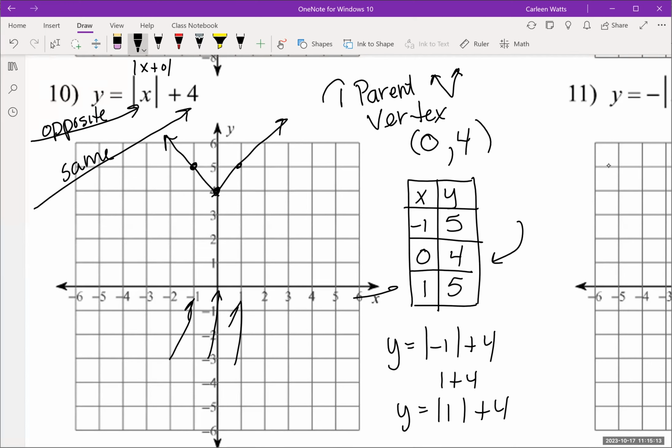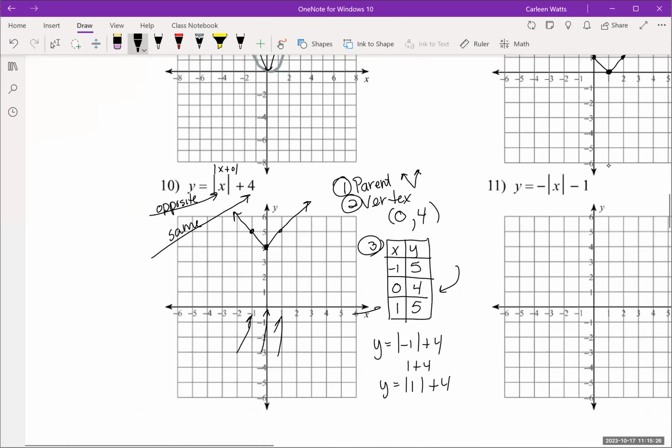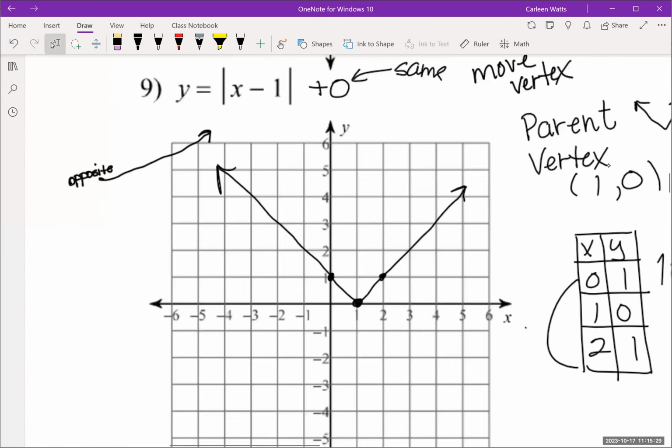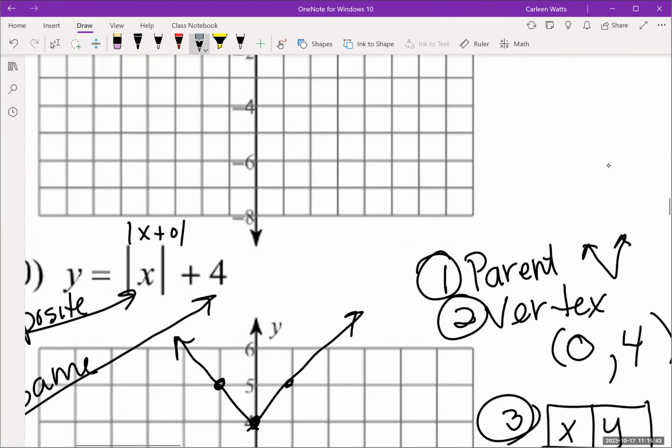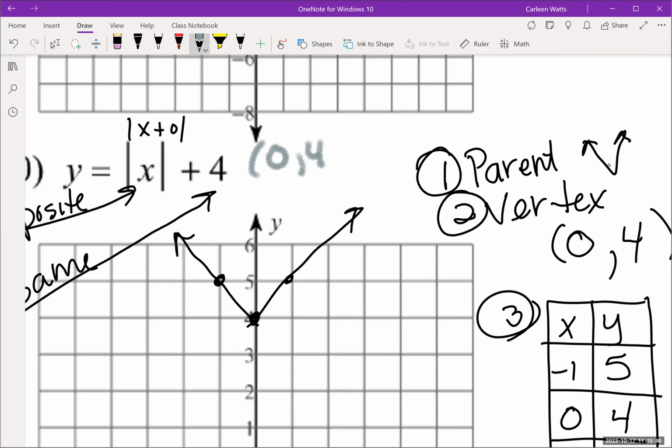So: parent graph, vertex, table of 3 values. Oh, so what is the 1 inside of it? Yes. So what is outside? Okay, good point. Notice the vertex here was (+1, 0), because that 1 is inside. The vertex here is (0, 4), because the 4 is outside. Super important.